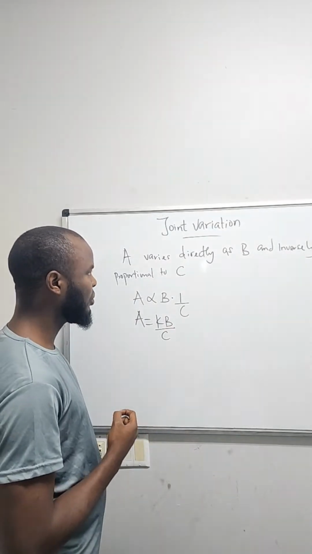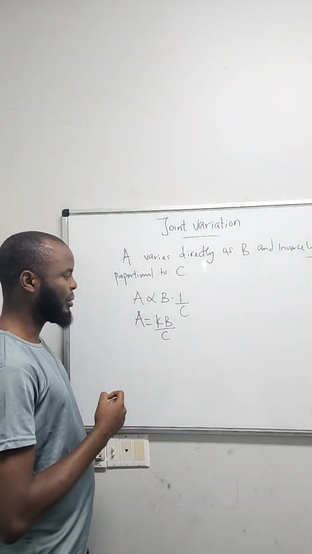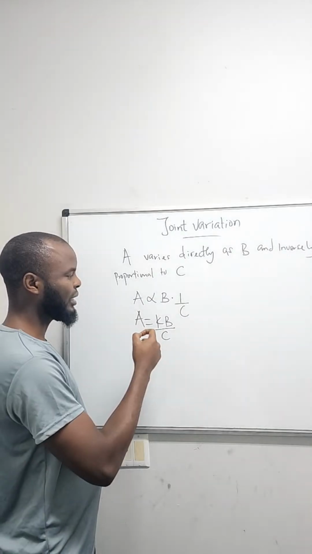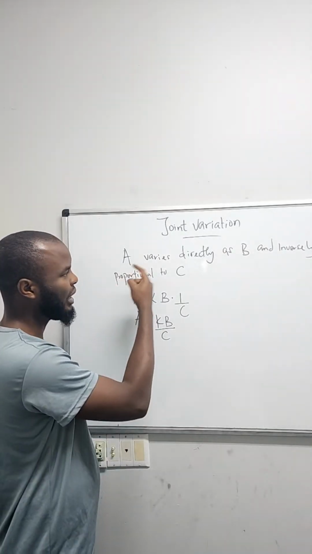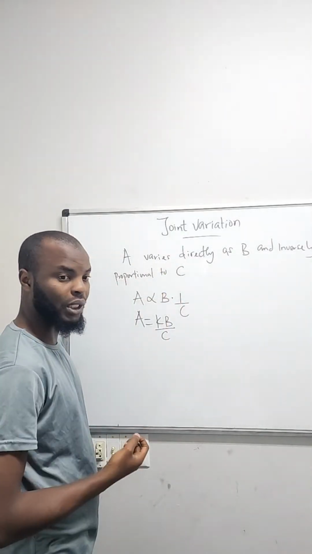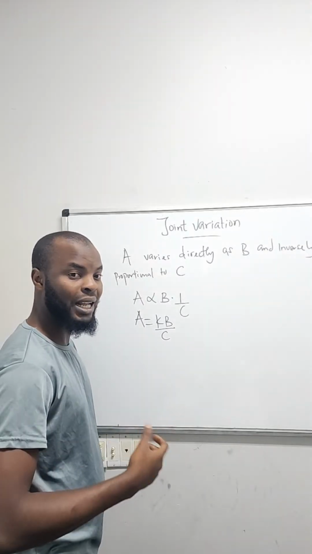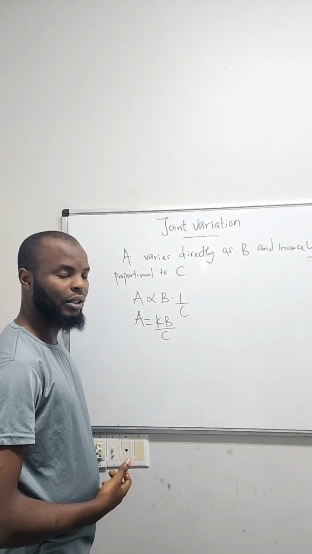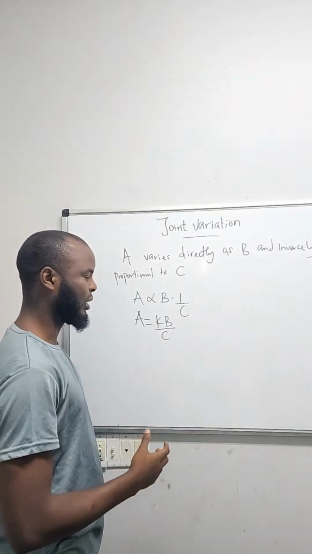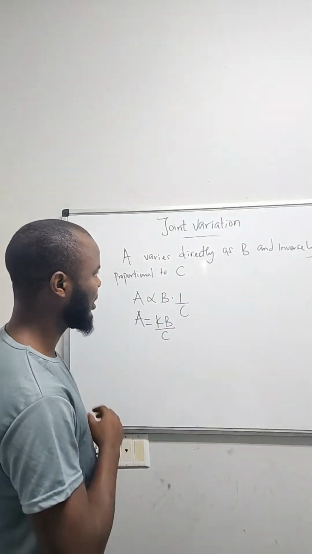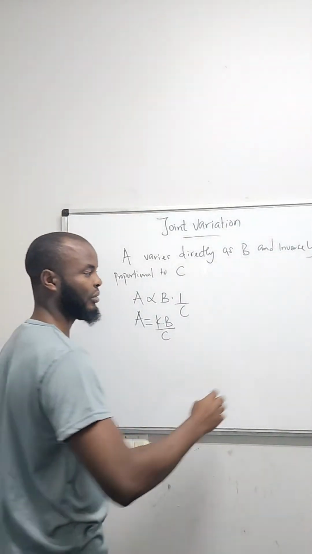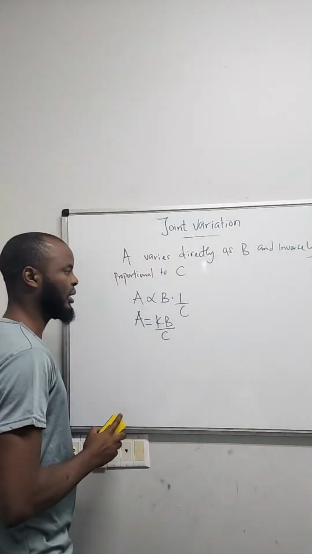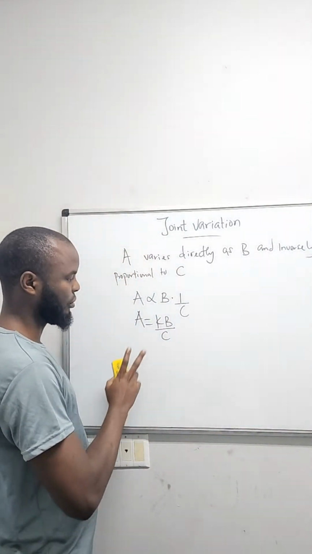The second problem with joint variation is that sometimes the way it is being structured, you can be told that, okay, A varies directly as square root of B and inversely proportional as the cube of C. So you have to think on how to break it down. That's why the basic algebra is the father of everything. If you understand how to solve basic algebra, then everything is done.